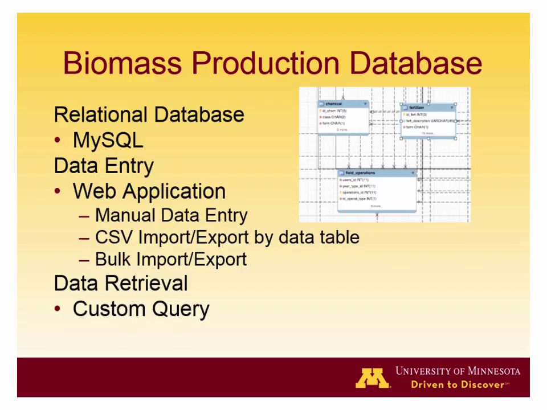So how do you get data into this production database? Well, part of the reason we built the web application is to be able to manually input data. We're working on being able to import bulk data by a CSV file into each data table, and also, in the end, we would like a complete bulk import-export where the user can upload a single file, and the program will automatically put the chemicals in the chemical table and fertilizer in the fertilizer tables, and create those relations. In the long run, we would like to have some web-based data retrieval, but right now the only way to retrieve data is working with us for some custom data query.